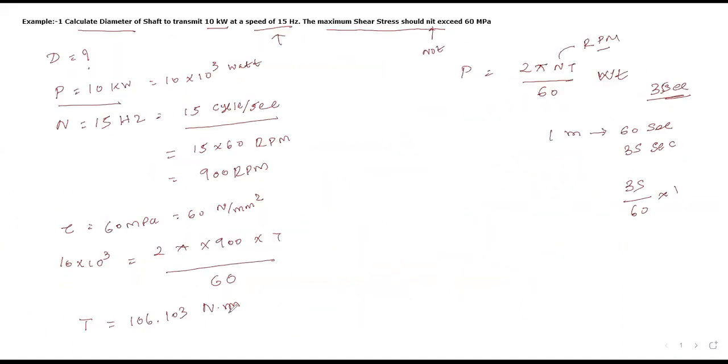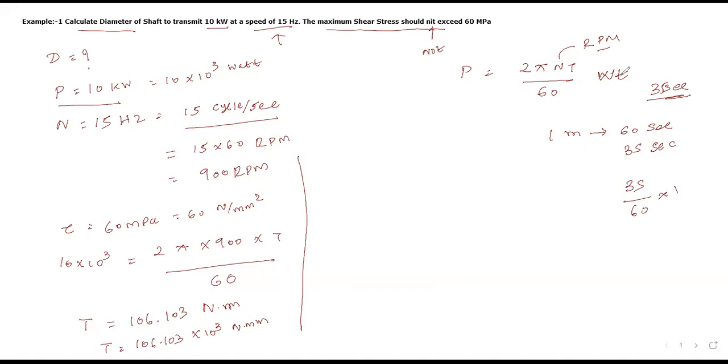Okay. So now we need to convert this value into mm because we have a value of tau, shear stress, in newton per mm square. That's the reason we need to convert this value into mm. So we can say that T equals shear strength T equals 106.103 into 10 raised to 3 newton into mm. Is it clear? We have converted that value from meter to mm.